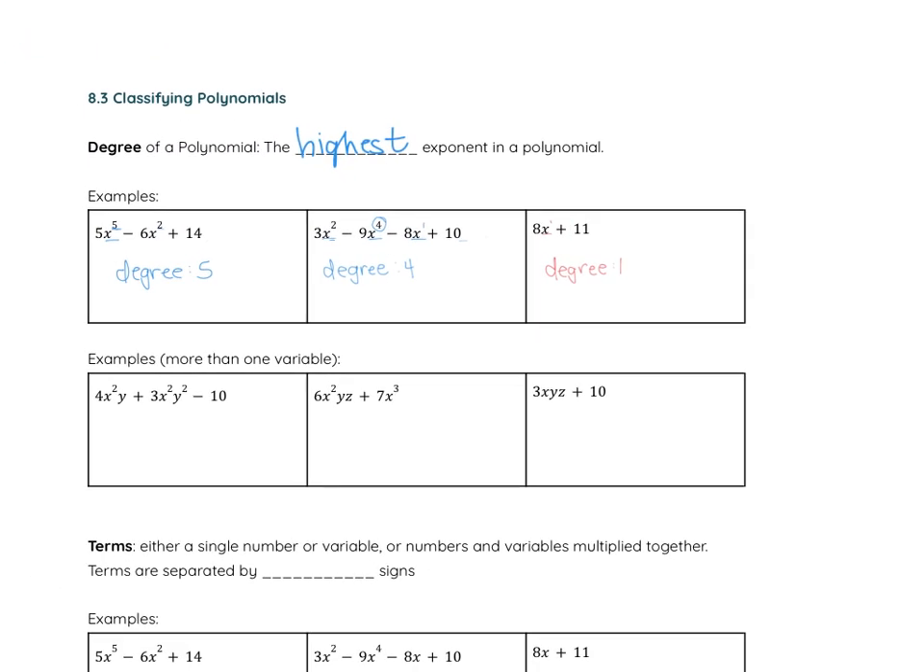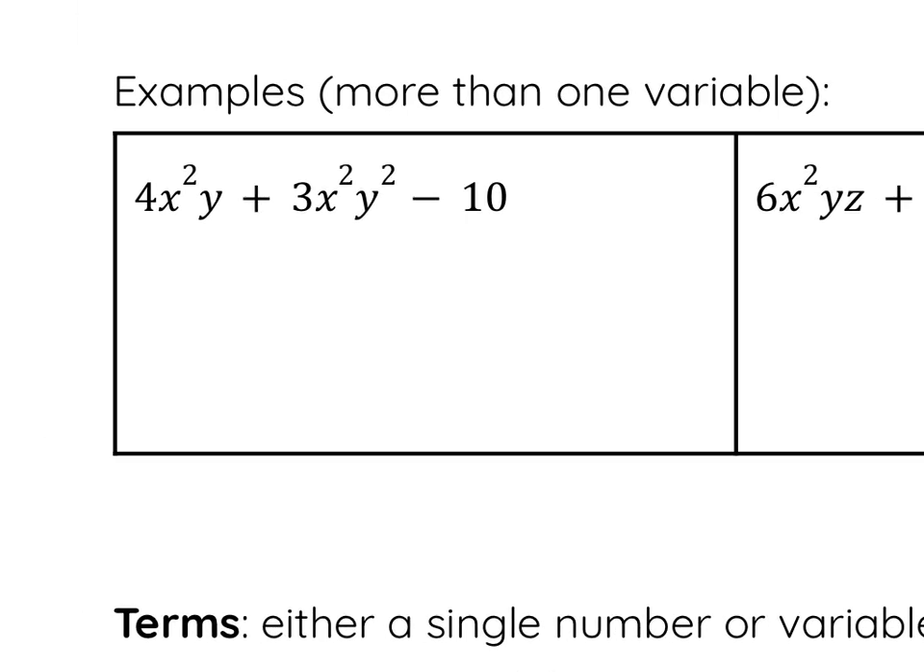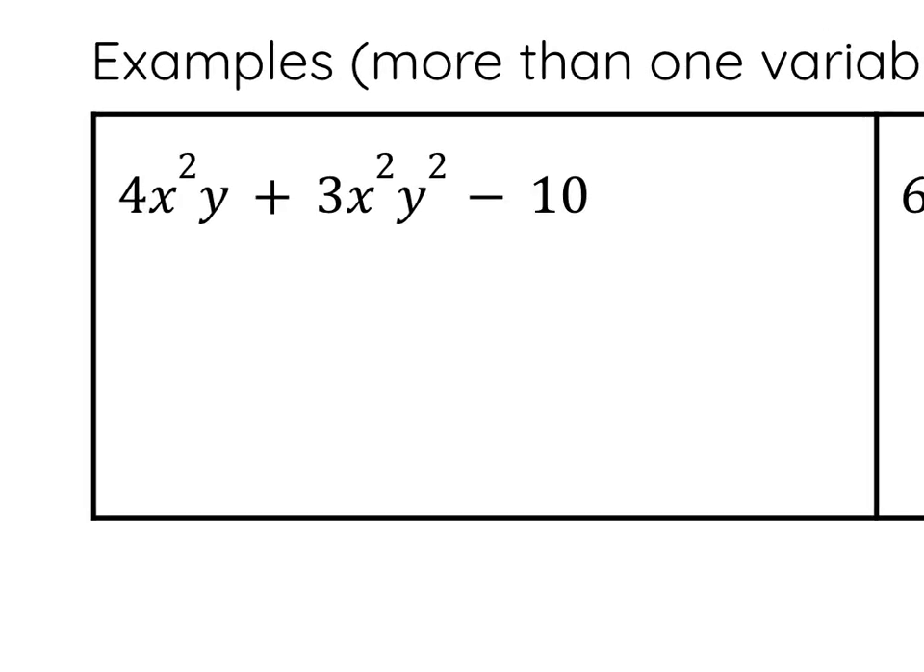Those are the most common examples that we'll see. But sometimes we'll have a problem that has more than one variable in a polynomial. And in that case, what we have to do to determine the degree is add up the exponents of each term. So we'll talk about terms in just a second, but I'll show you here real quick. This is a term, this is a term, and this is a term.